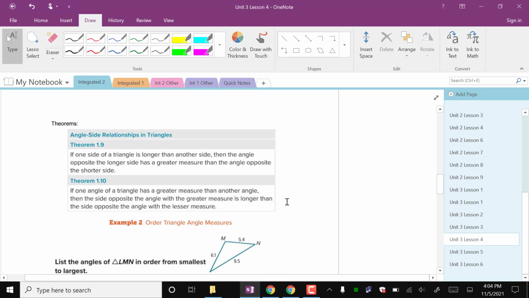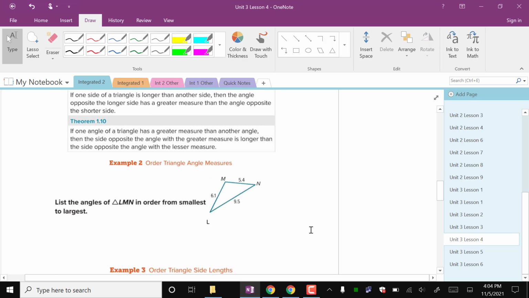So let's look at another theorem, angle-side relationships in triangles. Theorem 1.9, if one side of a triangle is longer than another side, then the angle opposite the longer side has a greater measure than the angle opposite the shorter side. Theorem 1.10, if one angle of a triangle has a greater measure than another angle, then the side opposite the angle with the greater measure is longer than the side opposite the angle with the lesser measure. So let's try these out on a problem.